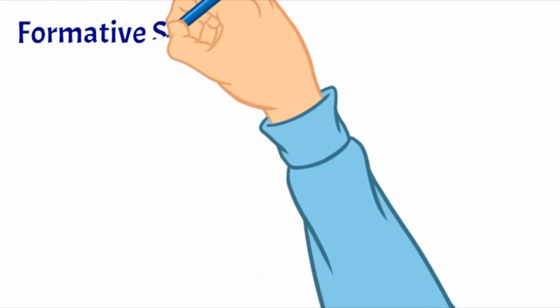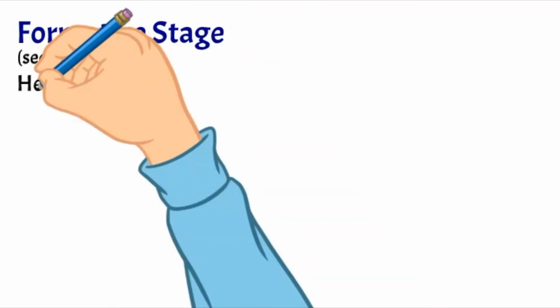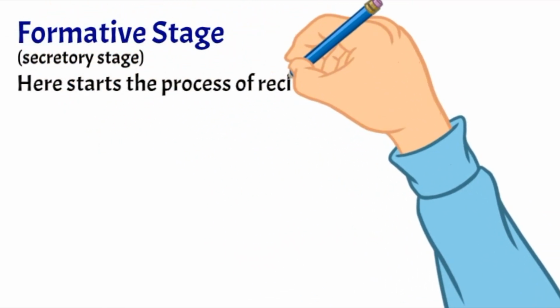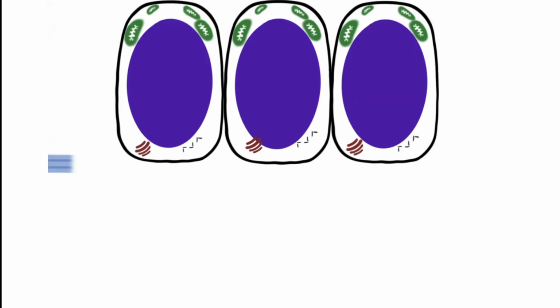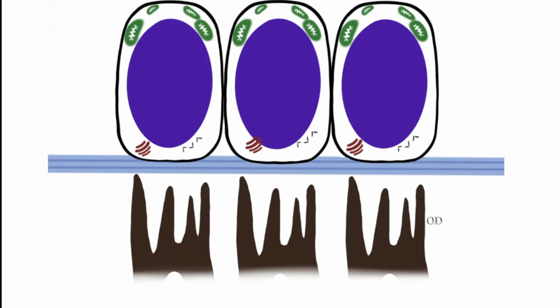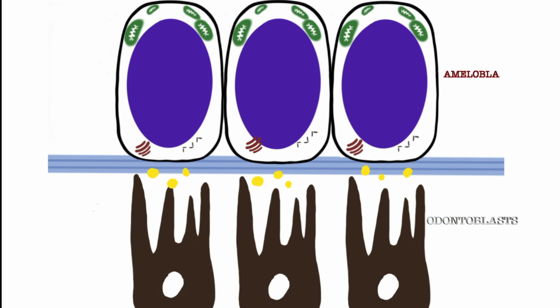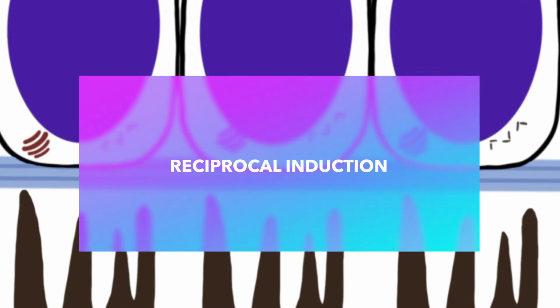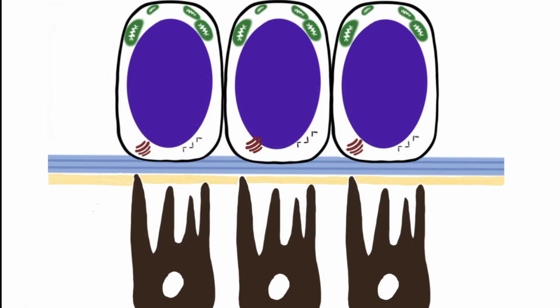Moving on to the formative stage, or the secretory stage. Here starts the process of reciprocal induction. For these events to take place normally, differentiating odontoblasts must receive signals from differentiating ameloblasts and vice versa, which is an example of reciprocal induction. After the first layer of dentine is deposited, ameloblasts enter the formative stage.